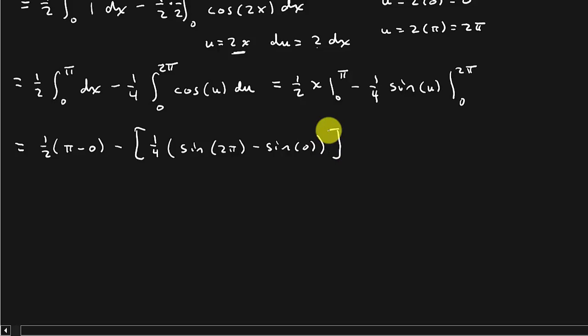Now, this entire term right here is 0, because the sine of 2 pi is 0, the sine of 0 is 0, and 0 times 1/4 is 0. And so you can see we're just left with pi over 2. And there's your answer.